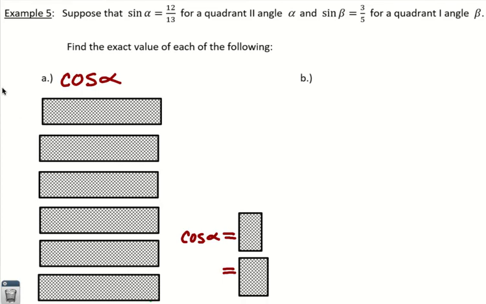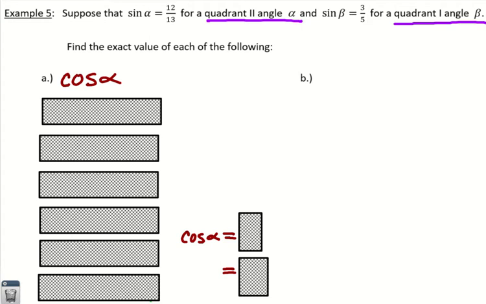All right, example 5. Here we go. Suppose that the sine of alpha is 12/13 for a quadrant 2 angle. So alpha is a quadrant 2 angle, and the sine of beta is 3/5 for a quadrant 1 angle beta. Find the exact value of each of the following.